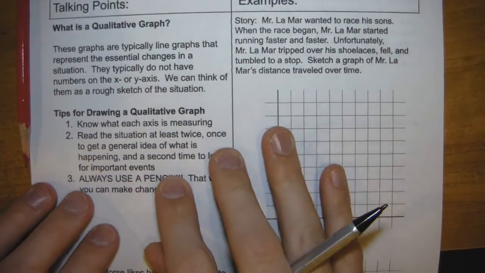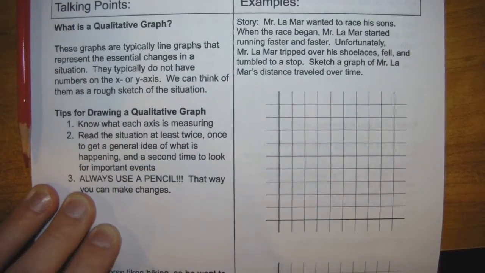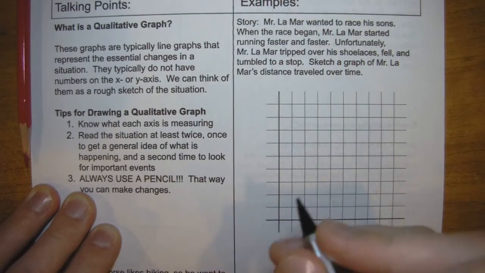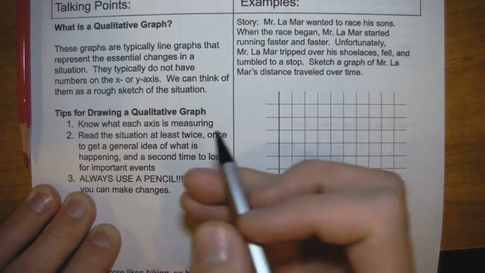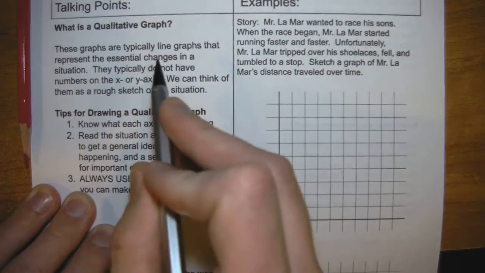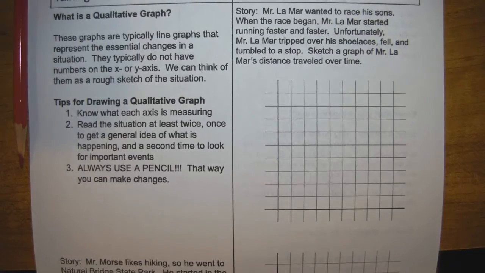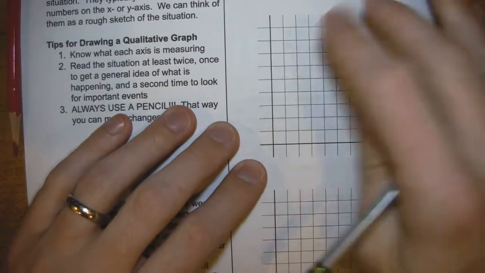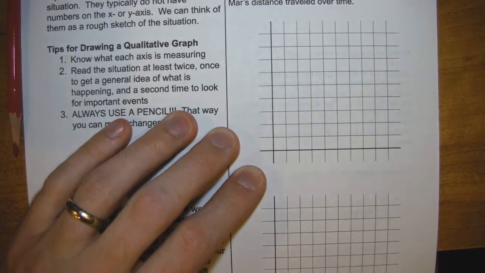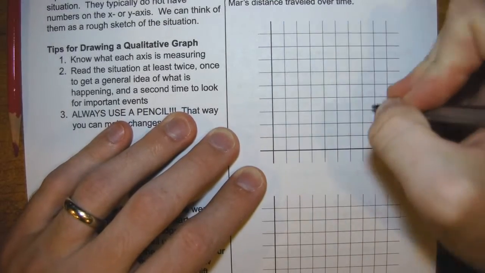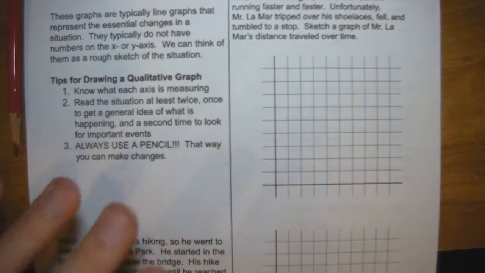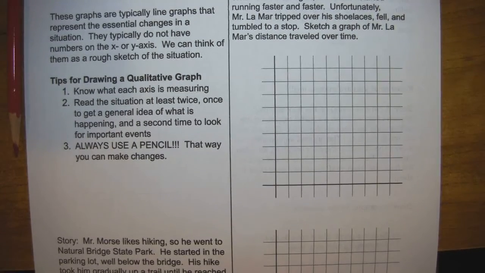So what is a qualitative graph? Well, it's real simple. These graphs are typically line graphs, and they don't have to be nice straight lines. Sometimes they involve curves too, but we'll try and draw lines for the most part, curves occasionally. What they do is represent essential changes in a situation. They typically do not have numbers on either the x or the y axis. So instead of creating a grid and figuring out what I'm going to count by, and whether all of my points are just so, we can think of them as simply a rough sketch of the situation. We're just getting the essential changes. What is it basically going to look like?